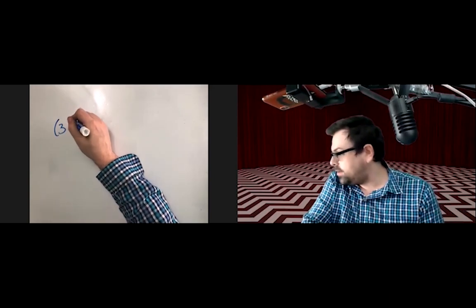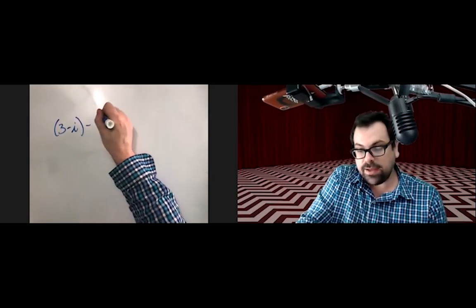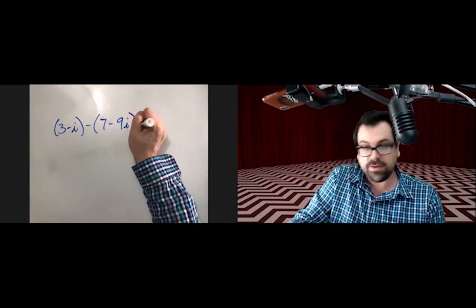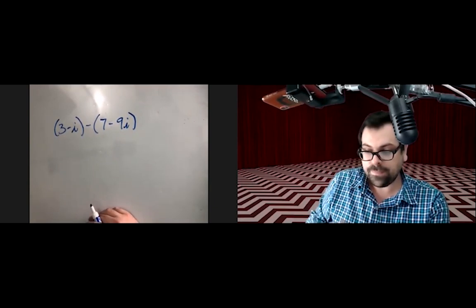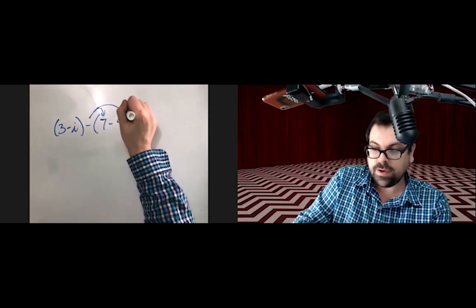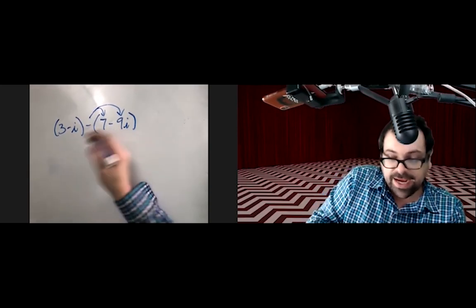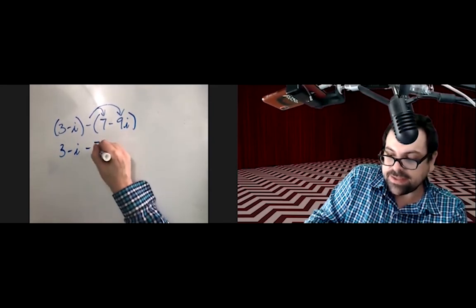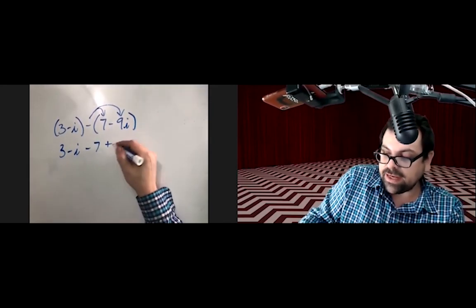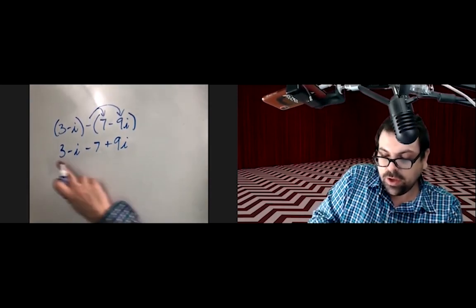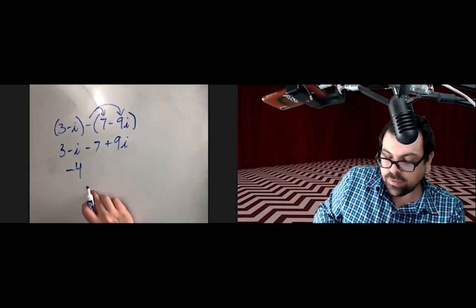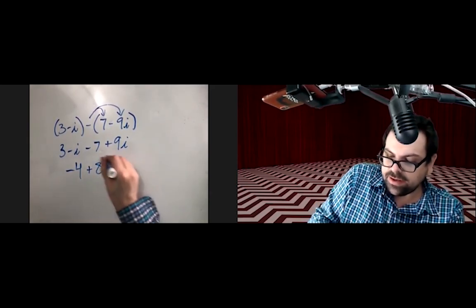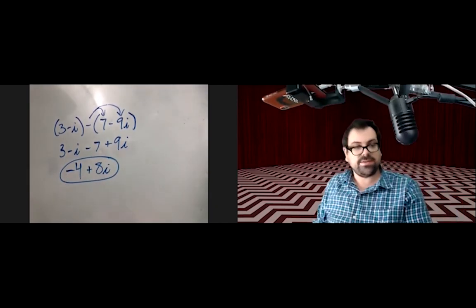If we had 3 minus i minus 7 minus 9i, just like we would distribute the negative if we had x's, that's what we do here. So 3 minus i minus 7 minus a negative plus 9i. 3 minus 7 is negative 4. Negative i plus 9i would be plus 8i. No different than if we had x's.